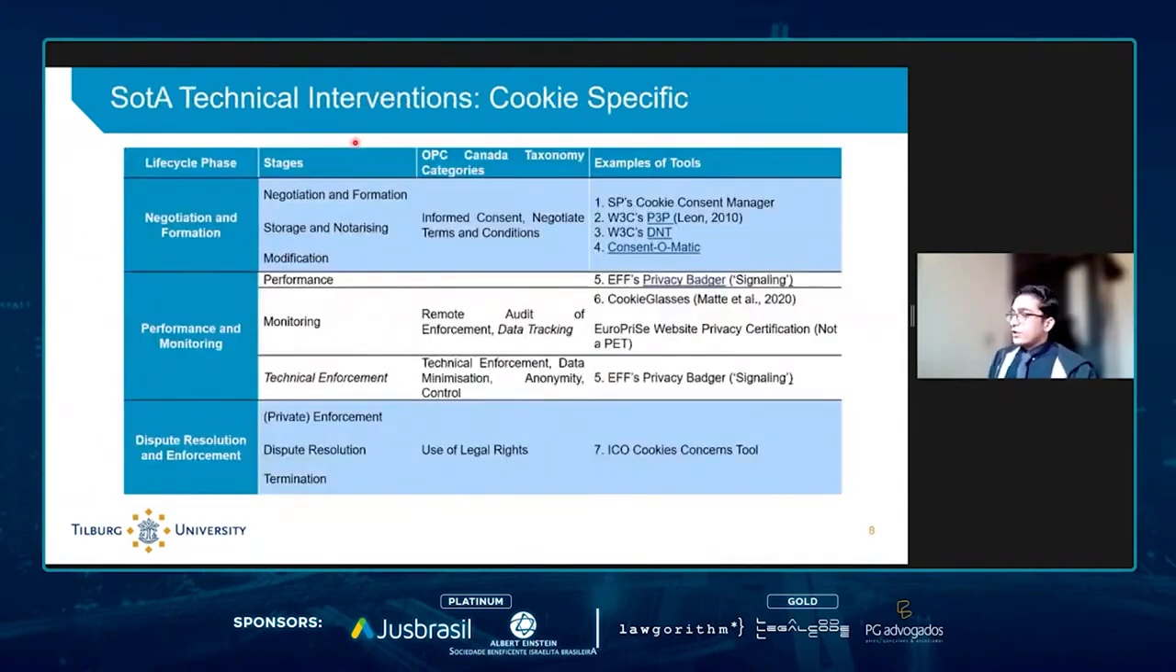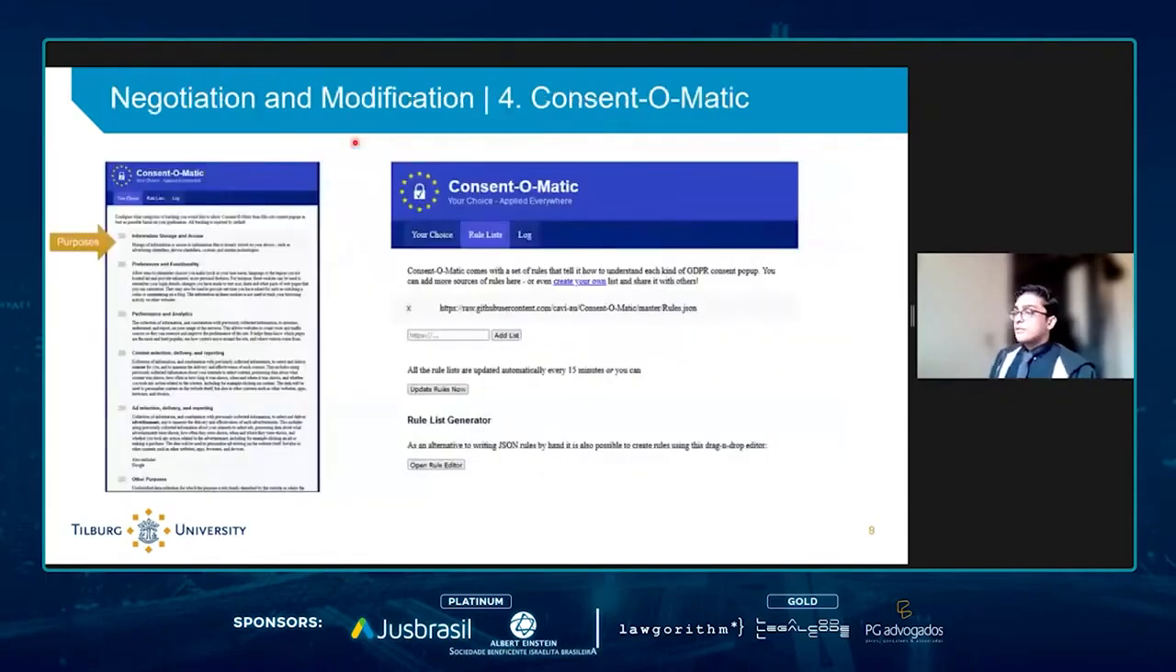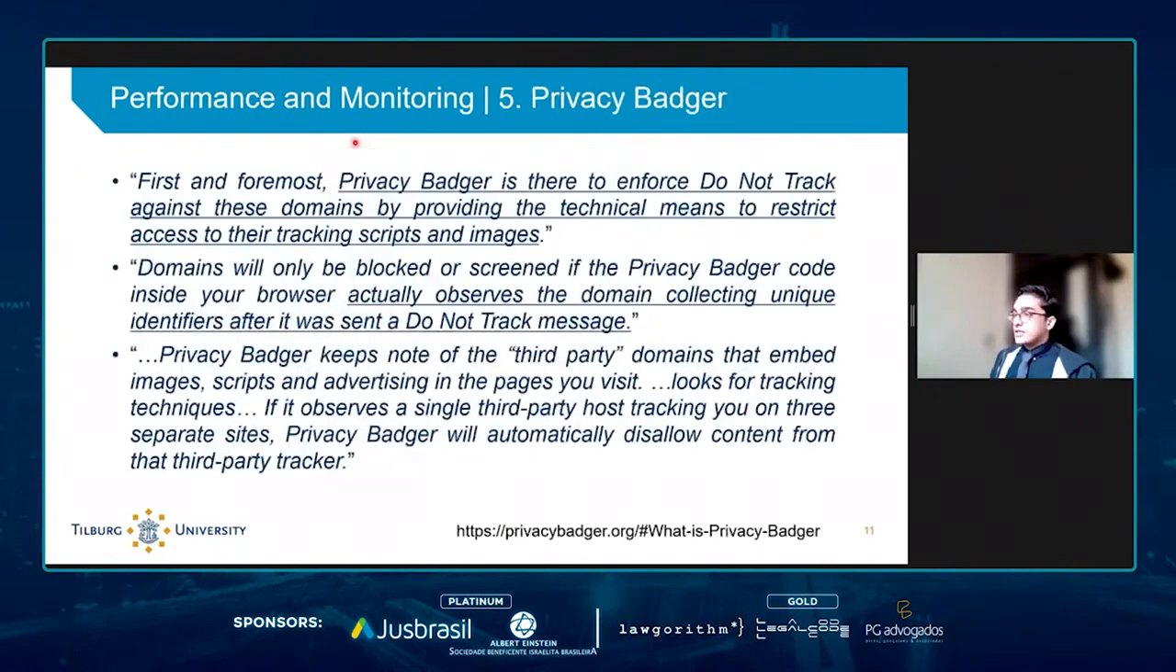And in this context, in the context of monitoring for compliance, it's also important to mention privacy seals such as EuroPriSe Website Privacy Certification, which are not PETs, but they can act as signals from the service provider to the user of compliance within their own limitations. But the third tool that we discuss is the EFF's Privacy Badger.